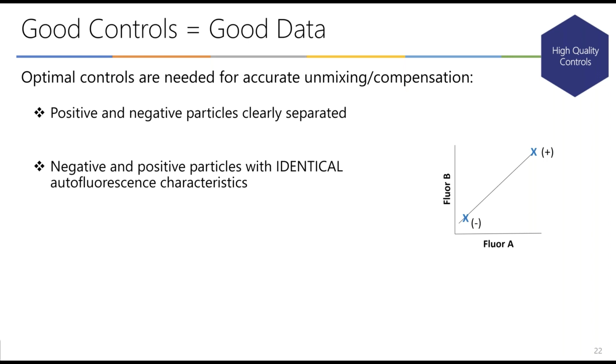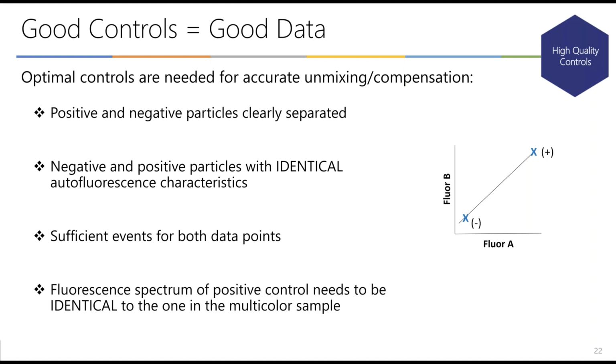The same is said between unstimulated and stimulated cells. Each different process that you subject your cells to may alter their autofluorescent properties, and therefore it's important to consider how best to obtain negative particles to match your positive stained particles. Third, the easiest one to achieve in many cases, is that we need sufficient events for both data points. And finally, the fluorescence spectrum of the positive control needs to be identical to the one in the multicolor sample.